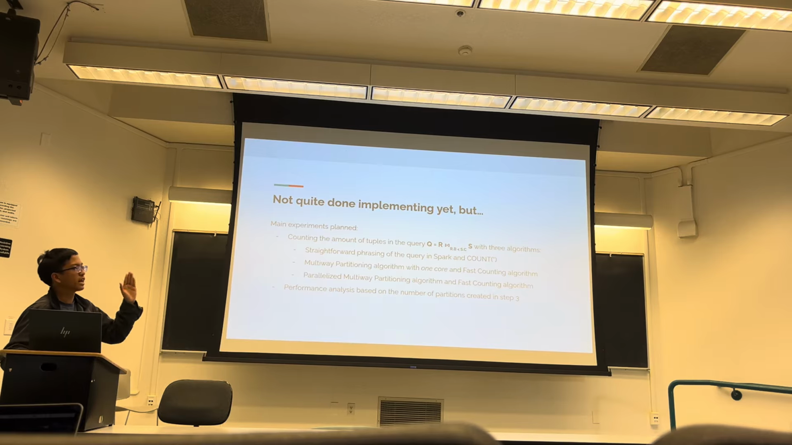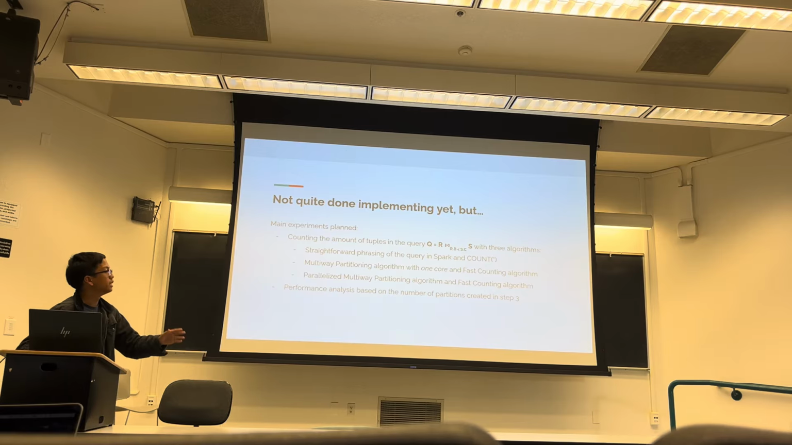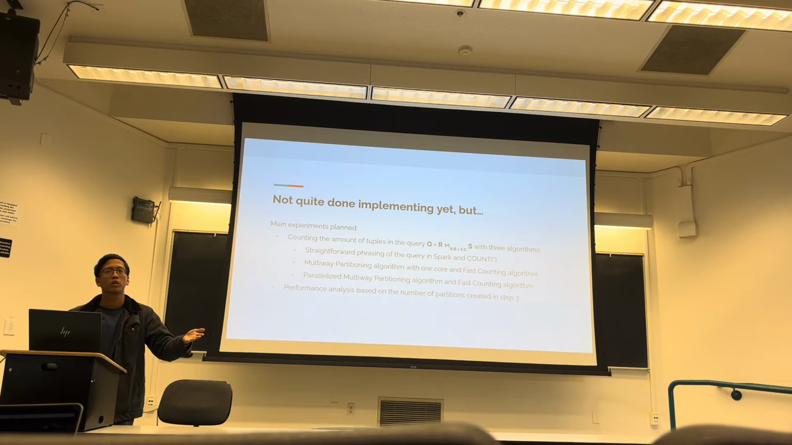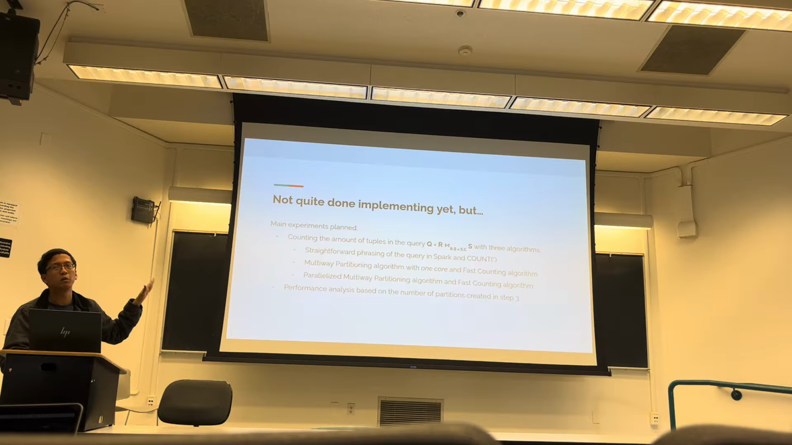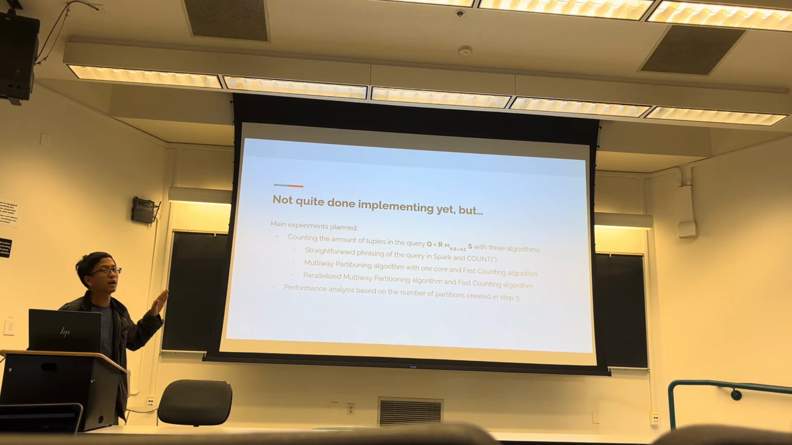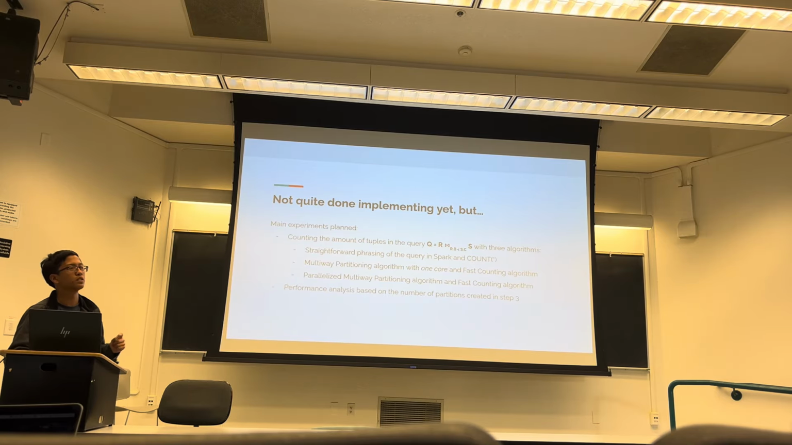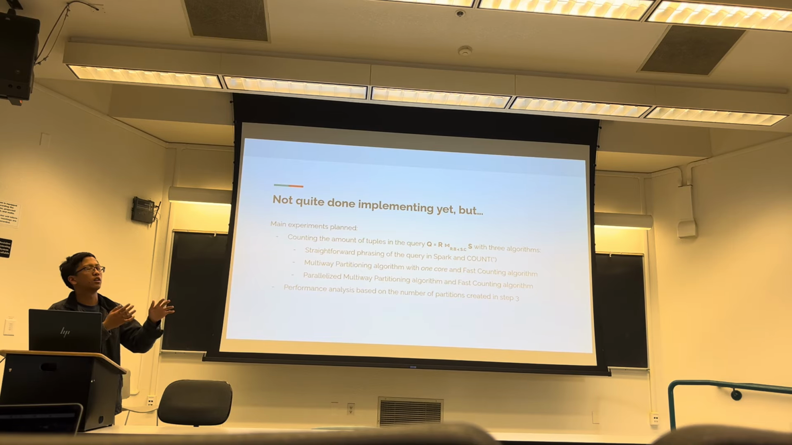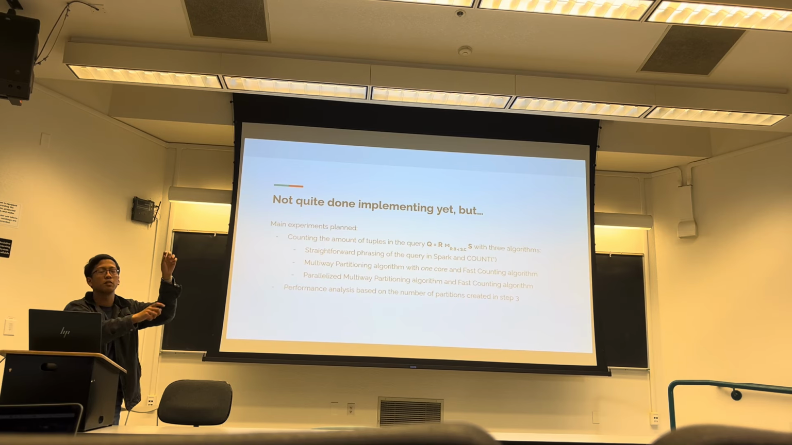And then for my next one, I would want to do the multi-way partitioning algorithm with just 1 core, and then doing the fast counting algorithm. And then the main one that I'm working on is the parallelized version, right? Hopefully that one is the one that runs faster than the other ones.